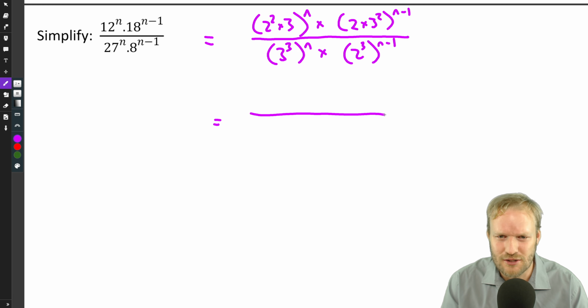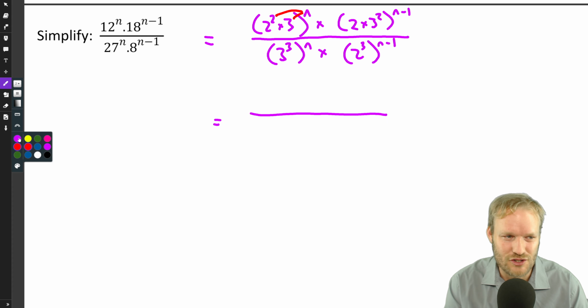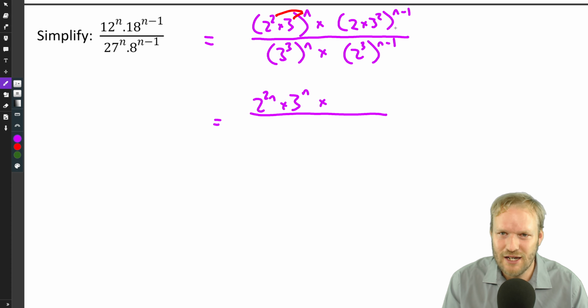Equals. As I'll keep saying, many ways to do this. If something cancelled so nicely, I'll do it straight away now. But otherwise, I'm just going to look at the numerator bit by bit. So I'm going to look at this first bracket here and go, well, I need to multiply this n in. So this is raising a power to a power, so I need to do it to each of those. So that's 2 to the 2n times 3 to the n. And we're going to do the same for this over here. So this n minus 1, we need to do to each of these bases. So in the first case, we've got 2 to the n minus 1. And the second one, we've got 3 to the 2n.